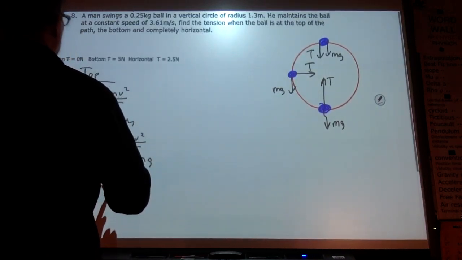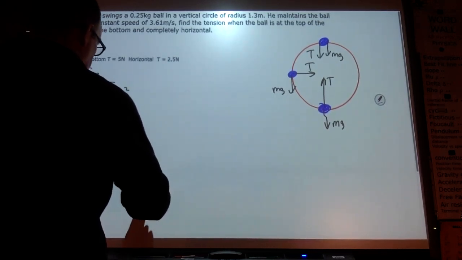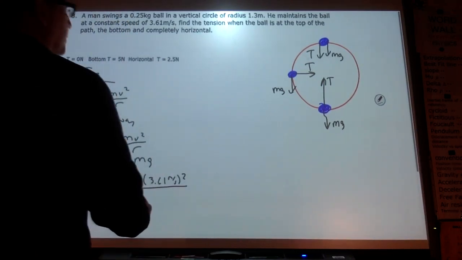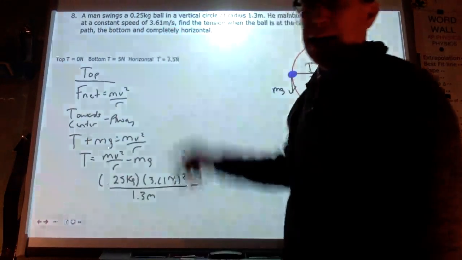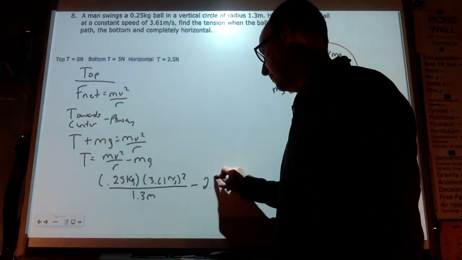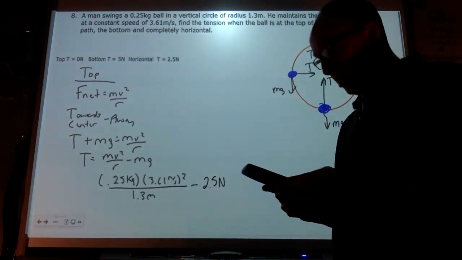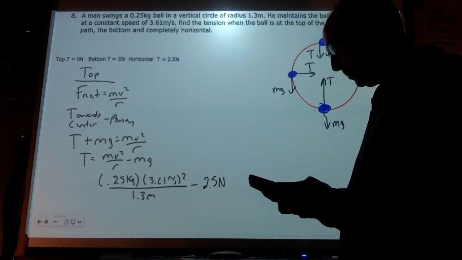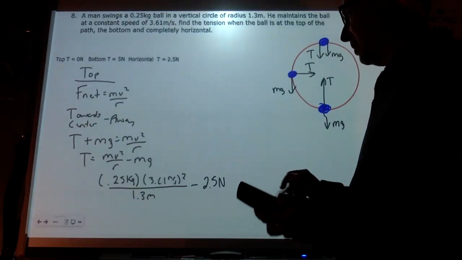So this is 0.25 kilograms times 3.61 meters per second squared divided by 1.3 minus 0.25 times 10, which would just be 2.5. Check my work. And I got 0.006. That's essentially 0.